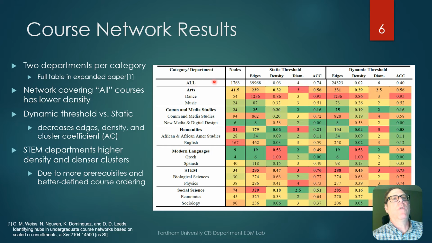If we look at the results over all courses, not just a specific department, we see, for example, that the density is very low because the courses are not very well connected. If we look at individual departments, we'll see that the density is much higher. If we compare the results for the dynamic versus static threshold, we'll see that when we use the dynamic threshold, we have fewer edges because popular courses may lose some edges, and we have lower density and lower cluster coefficient. If we look at the STEM departments, we'll see that they generally have a higher density and denser clusters, and we believe this is due to them having more prerequisites and better defined course orderings.